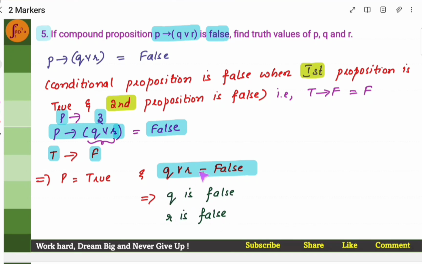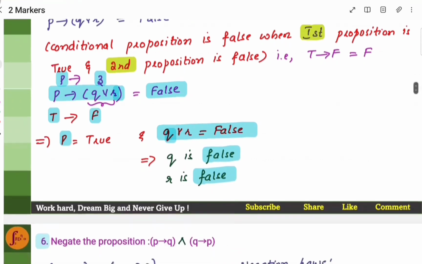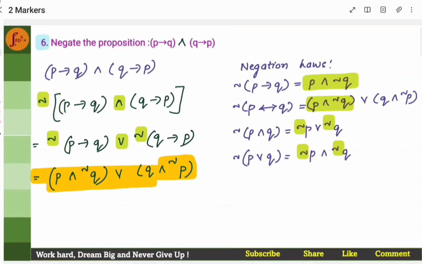Q is false, R is false, then the result is false. So we have P is true and Q is false and R is also false. Negate the proposition. You'll have to remember all the laws, De Morgan's laws especially, right? All the negation laws, all the De Morgan's laws, you'll have to remember. These are the key laws. So we'll have to remember this when you are solving these kind of problems.